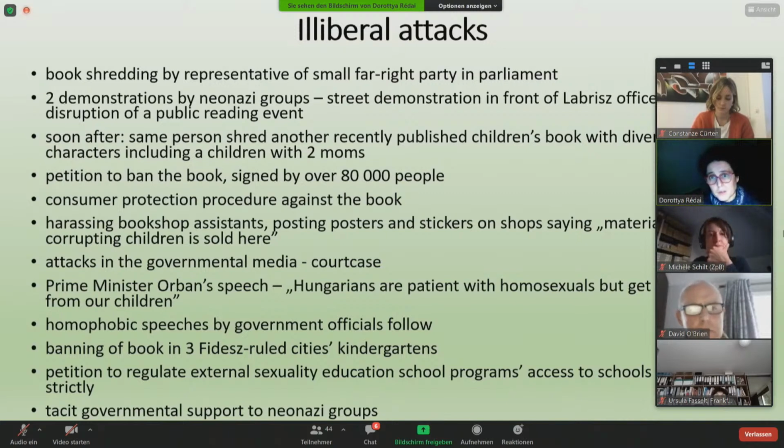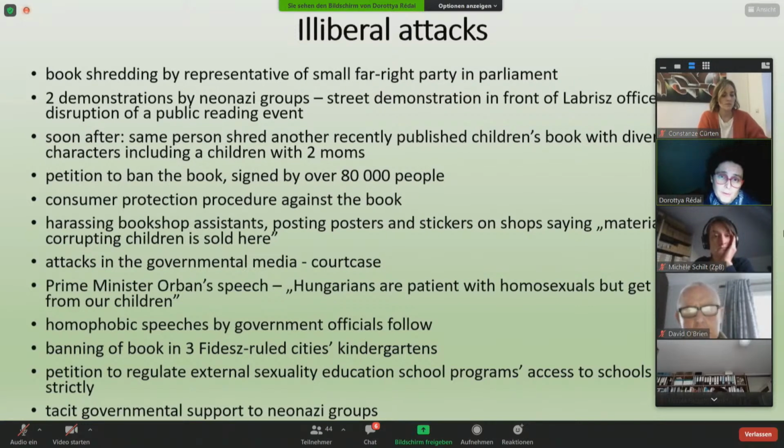So that was the first thing. I will tell you soon what reactions it produced. After that, there were 2 demonstrations by neo-Nazi groups connected to this small party. There was a street demonstration in front of our office, and then there was a really ugly disruption of a public story reading event. And then soon after, the same person shredded another recently published children's book, authored by a lesbian writer, in which the story included a child with 2 mothers.